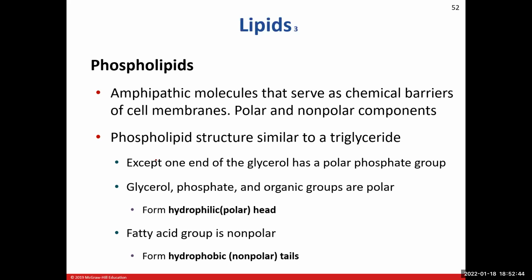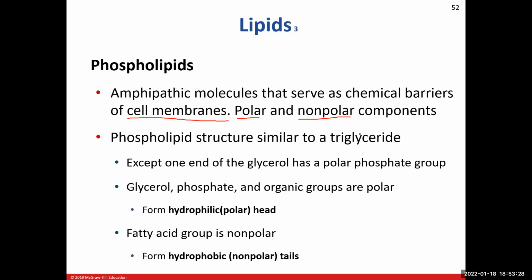All right, our second type of lipid is going to be phospholipids. Phospholipids are in every single one of your cells because they make up a good portion of your cell membranes. We'll talk more about that in chapter 4. So phospholipids are what we call amphipathic molecules, which means these molecules have a polar component and a non-polar component. Phospholipids are an important part of our cell membranes. We need these. And so they're amphipathic, with polar and non-polar components.